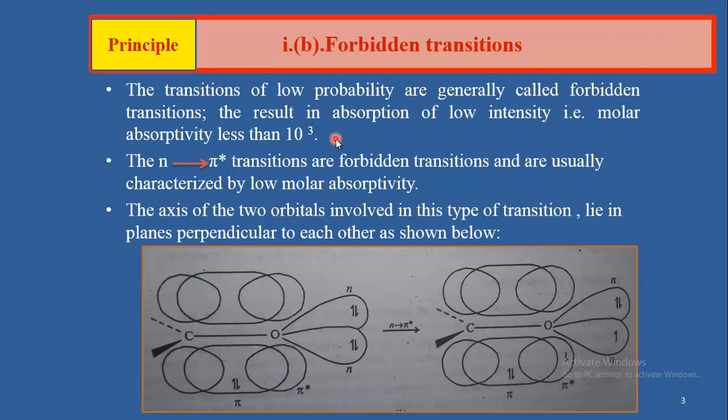And if the value of the molar absorptivity is less than 10 raised to 3, then the transition is called a forbidden transition. And n to pi star transitions are forbidden transitions due to lower molar absorptivity. Here there are two axes which lie perpendicular to each other. One is n and the other is pi star. The transition from n to pi star is a forbidden transition.